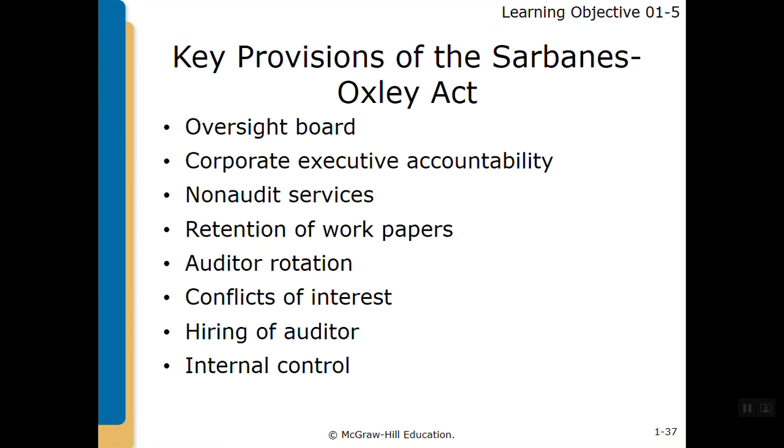Sarbanes-Oxley restricts some non-audit services that can be done by auditing companies. So an auditing company has to be independent. They can't be doing management consulting and then going back and auditing the same company, because there's a conflict of interest there.